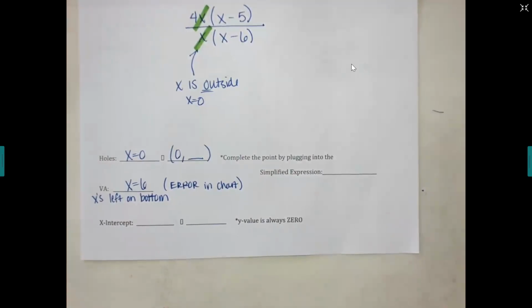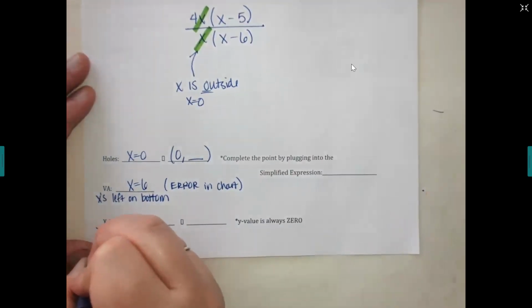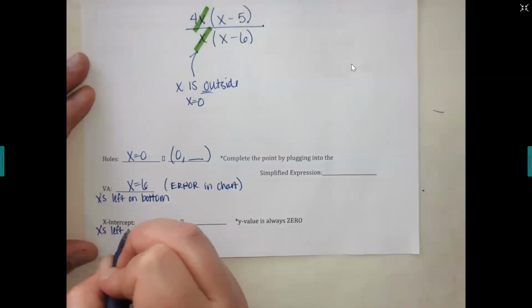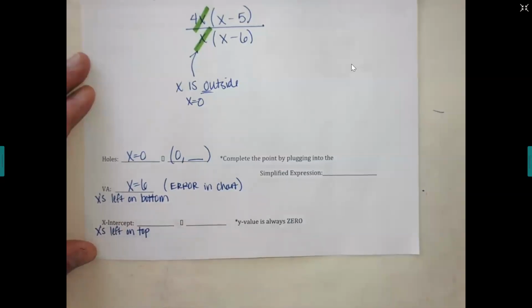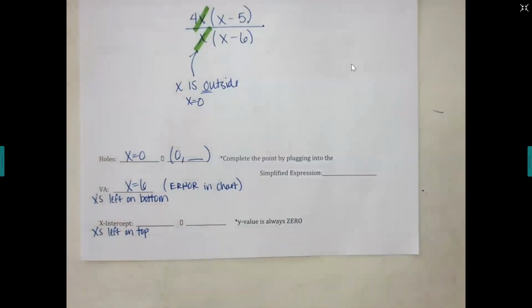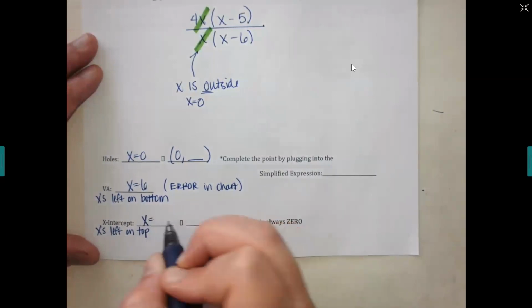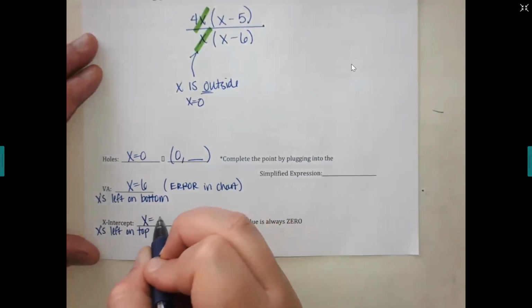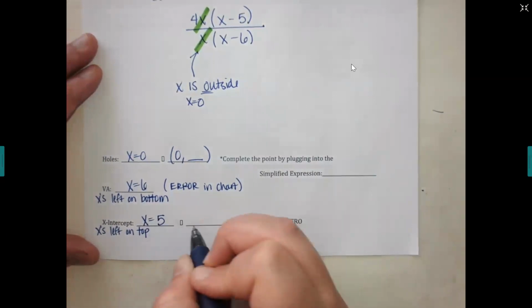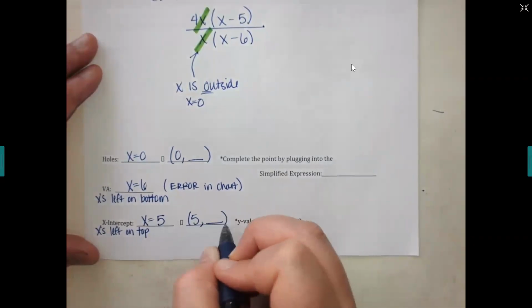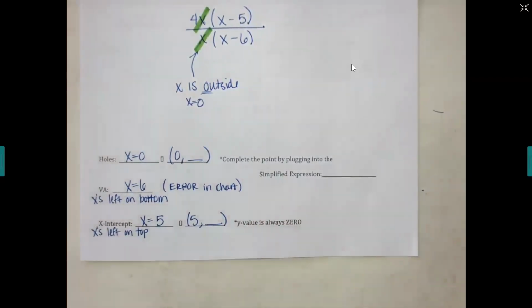Then x-intercepts are going to be x's left on top. My only x left on top is the x minus 5, which means it's going to happen at what number? -5 will turn to a +5. 5 comma something. But then I know my y value there is always 0.